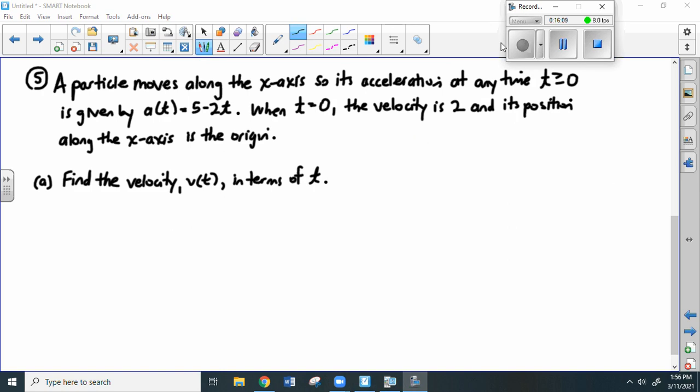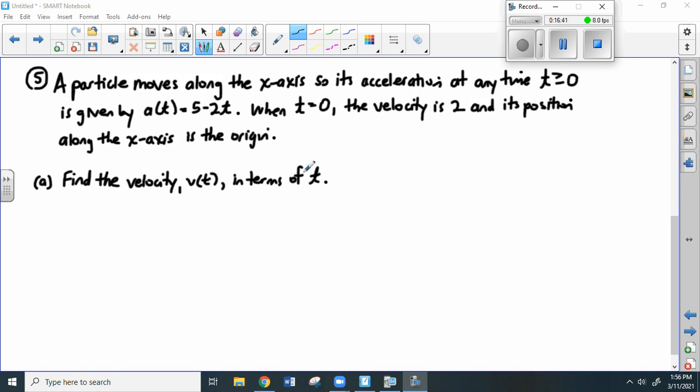All right, so here's our problem. A particle moves along the x-axis, so its acceleration at any time t, where t is greater than 0, okay, so positive time, is given by a of t equals 5 minus 2t. When t equals 0, the velocity is 2, and its position along the x-axis is the origin. And the question says find the velocity v of t in terms of t.